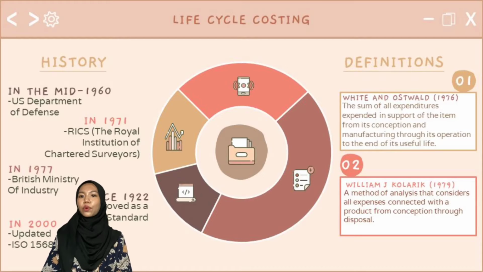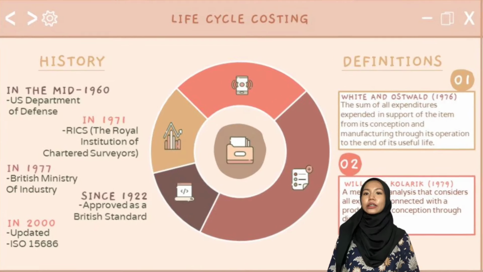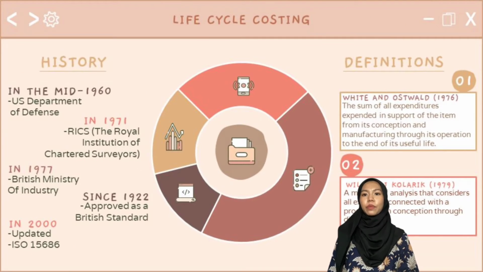However, according to White and Oswald in 1976, it is the sum of all expenditures made in support of an item from its conception and manufacture to its operation to the end of its useful life. Life cycle costing was first established by William J. Coleridge in 1979. It is a method of analysis that considers all expenses associated with a product from conception to disposal. The history of LCC began in the U.S. Department of Defense in the mid-1960s.